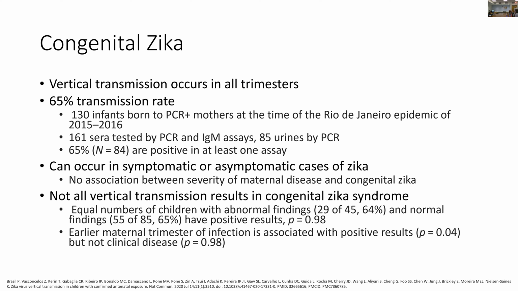And then we know that not all vertical transmission or congenital infection will result in congenital Zika syndrome. So in children who had an amniocentesis done, it was about similar rates of those who had abnormal findings and normal findings among those who were PCR positive. That said, earlier maternal infection is associated with increased likelihood of having congenital infection, but not of having congenital Zika syndrome.